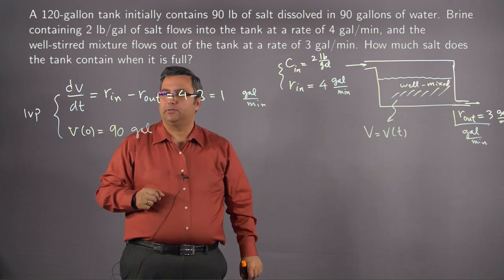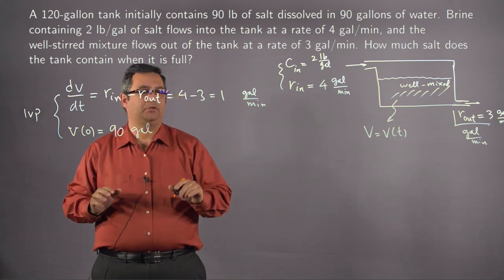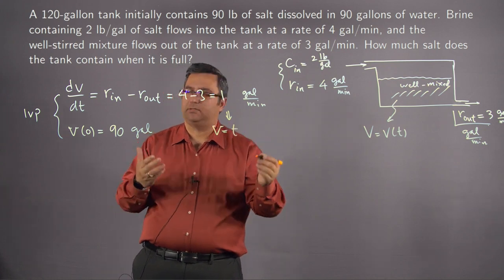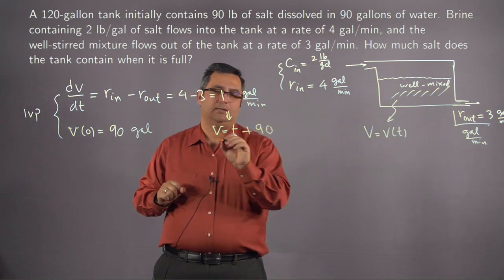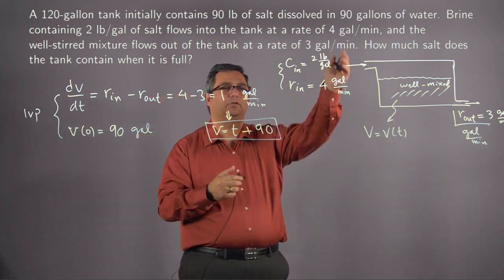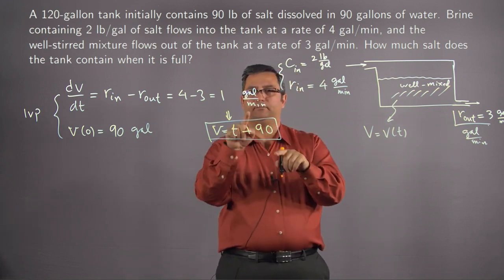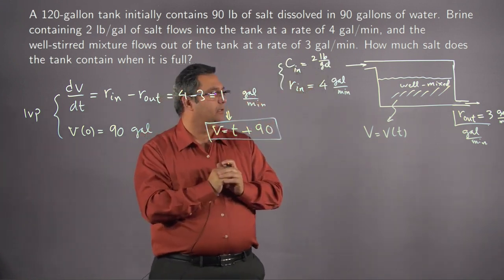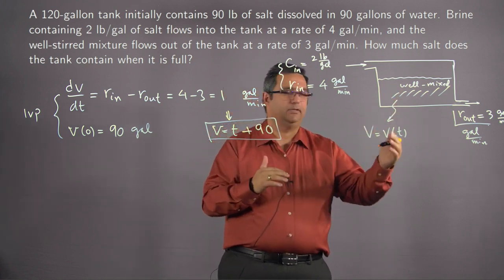So this differential equation can be solved very easily. The derivative of V is just 1. So V should be t plus a constant. And since initially it's 90 gallons, it's easy to see that V should be t plus 90. In other words, when t is 0, there are 90 gallons initially in the tank. And every minute you add a gallon according to this formula. So this is the volume of the tank as a function of time. It linearly changes.